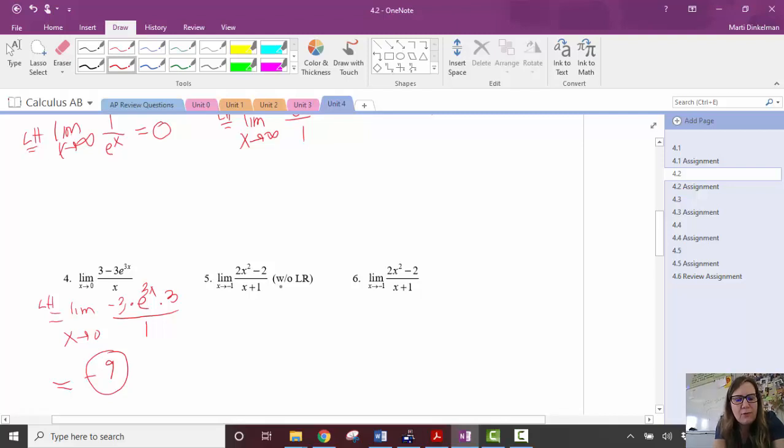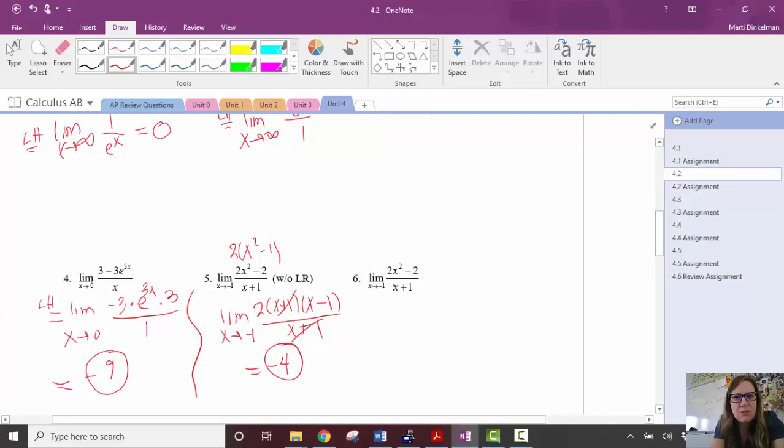On number 5, what they want us to do is to not use L'Hopital's rule, to go back to the strategies we would have used in the last couple of units. So we would have factored here. So we could factor out a 2, and then we could factor that difference of squares there. Okay, and so we would cancel, and then we would plug in the -1 there. So it'd be 2 times -2, which would be -4.